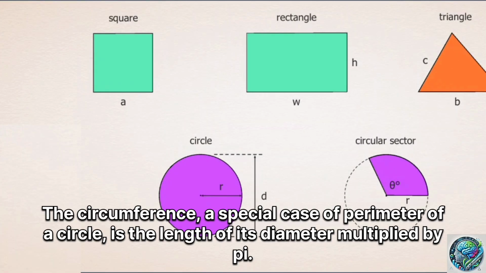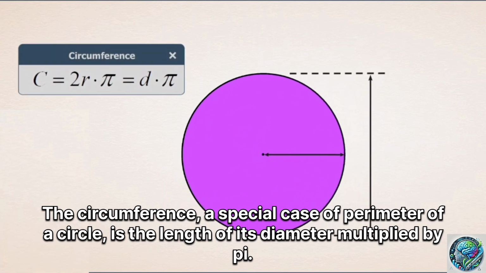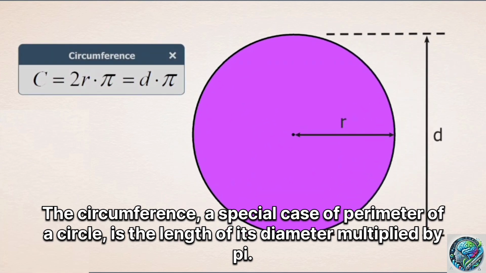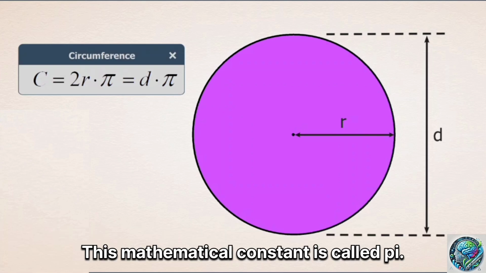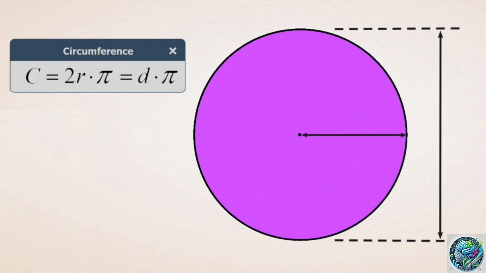The circumference, a special case of perimeter, of a circle is the length of its diameter multiplied by pi. The ratio of the circumference of any circle to its diameter is constant. This mathematical constant is called pi.